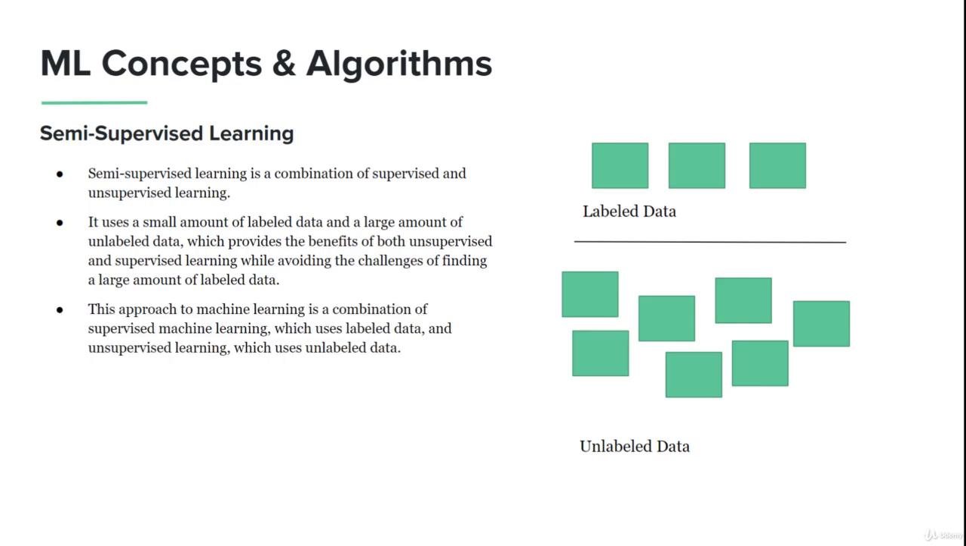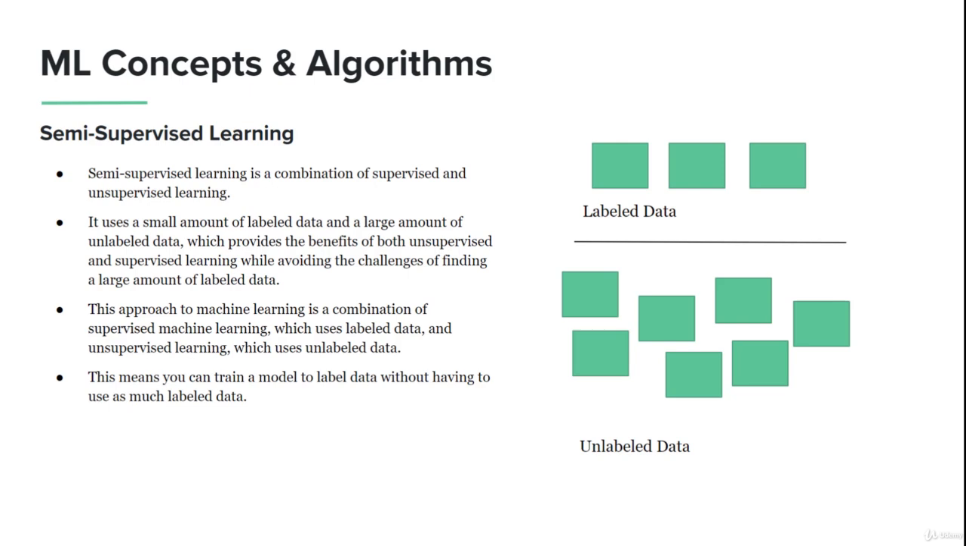This approach to machine learning is a combination of supervised machine learning, which uses labeled data, and unsupervised learning, which is the use of the unlabeled data, right? So you have supervised and unsupervised. You're using essentially a combination of both, right? This means that you can train a model to label data without having to use as much labeled data.